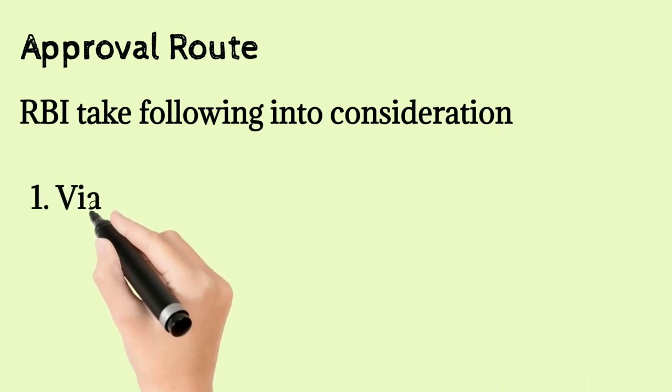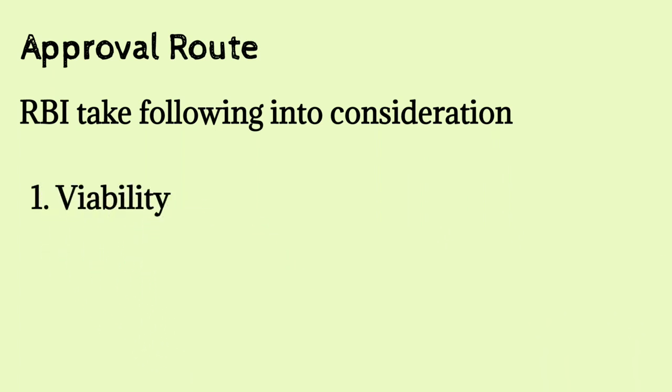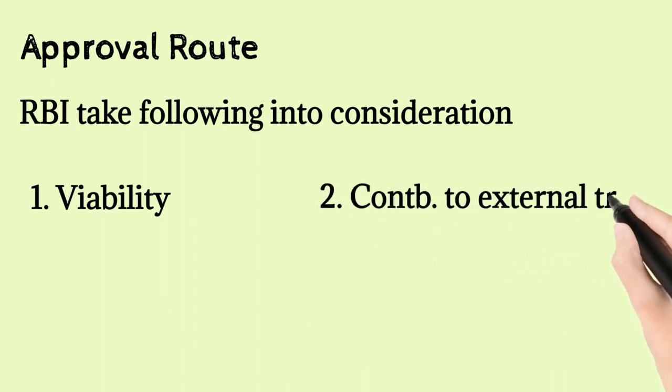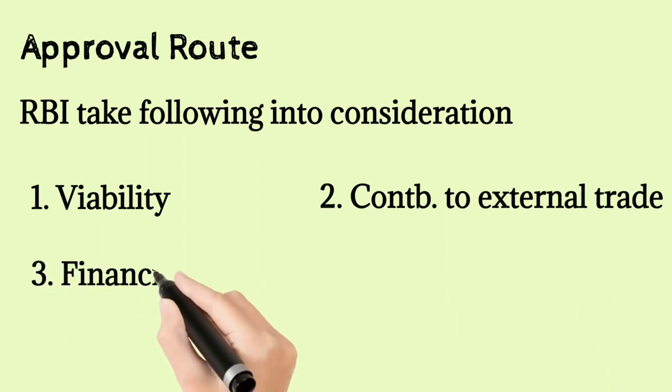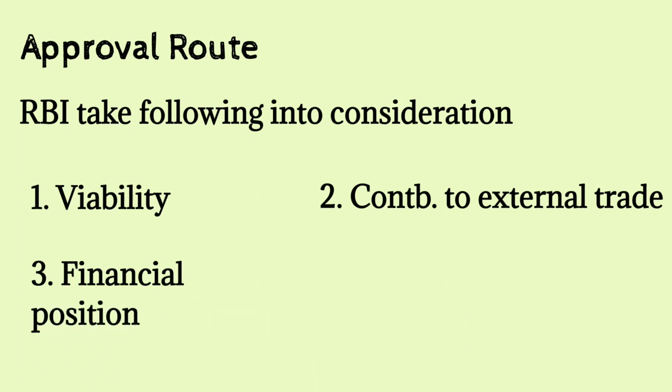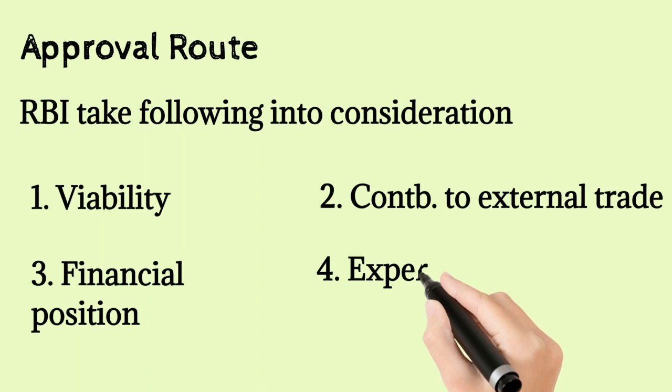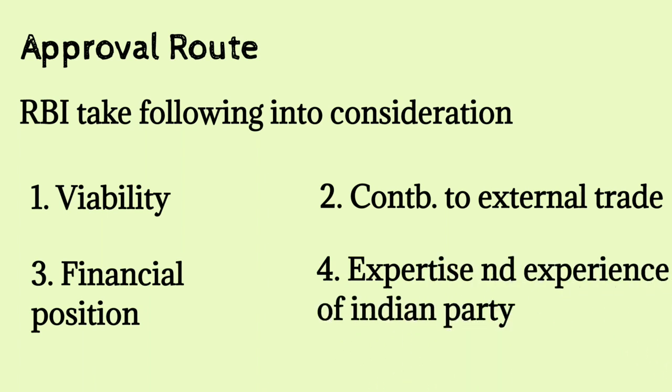The 4 points that RBI will take into consideration are: firstly, the viability of the joint venture or wholly owned subsidiary outside India. Secondly, the contribution to external trade and the other benefits that will accrue to India through such investments. Thirdly, the financial position and the business track record of both the Indian party and the foreign entity. And lastly, RBI will check the expertise and experience of the Indian party in the same or related line of activity. Since 4 points are given, there is a high probability that ICAI may ask a 4-mark question from this point only. Under the approval route, the prior approval of RBI is required and the Indian party shall submit form ODI through an authorized dealer category 1 bank.